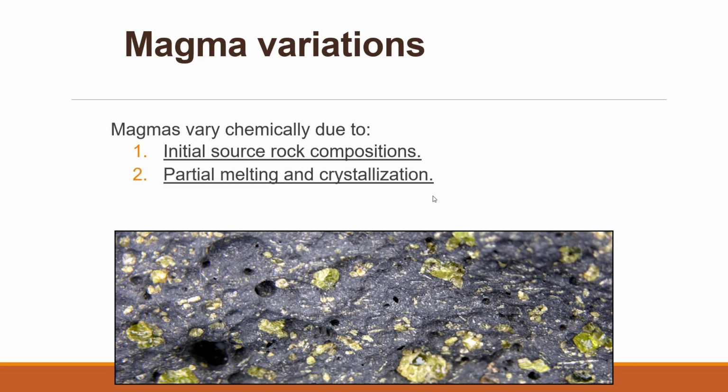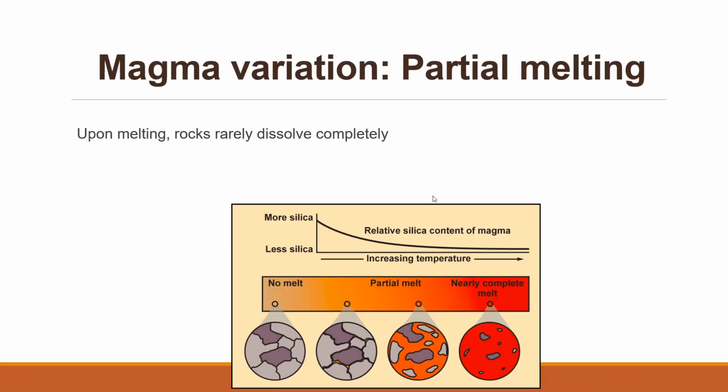Partial melting means that as we're melting our rock, we're melting the things that are easy to melt first. So that will give us one magma chemistry. Partial crystallization means that when we are cooling our magma, we cool the things that are hard to melt first, which will change our magma chemistry. And then assimilation is where we melt the surrounding rocks and they get incorporated into the magma.